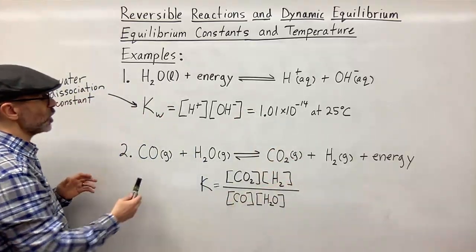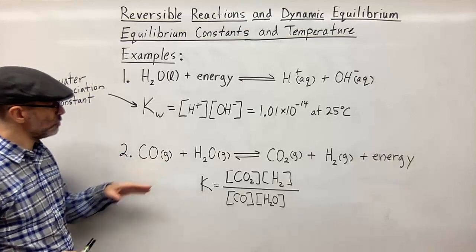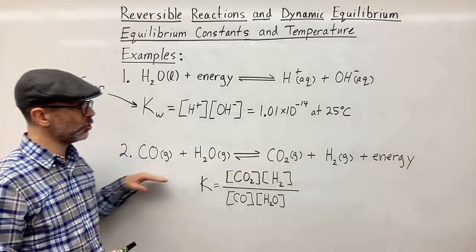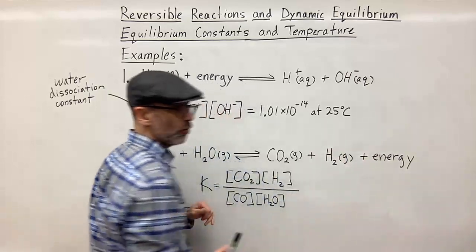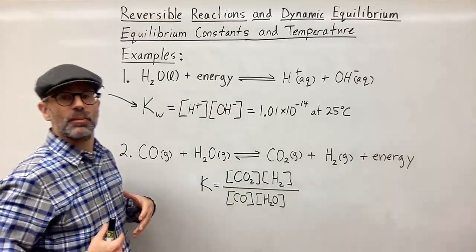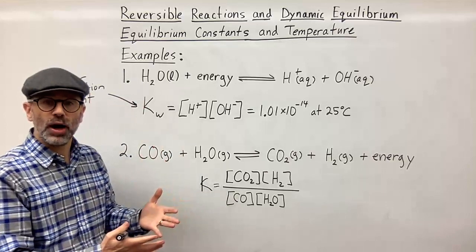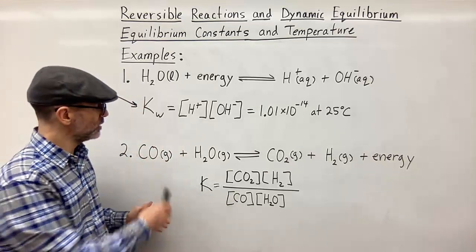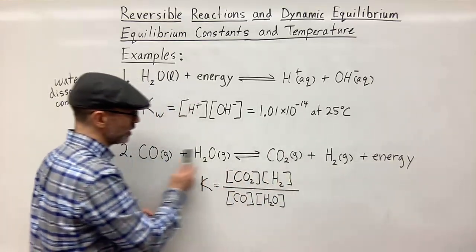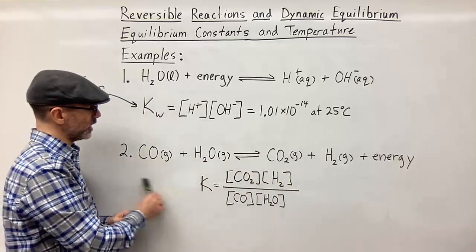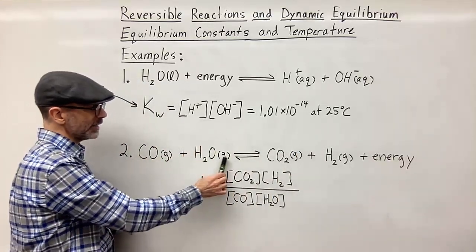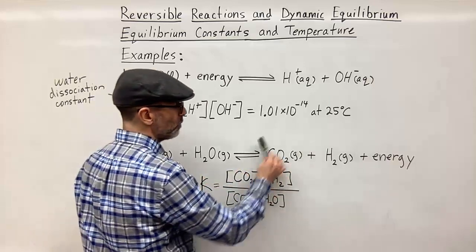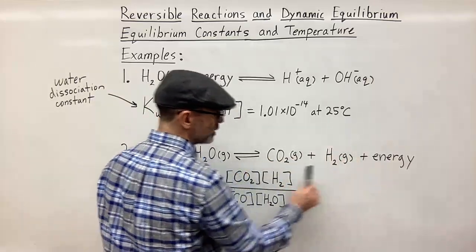Okay. So example number 2, here we have a typical reaction that you might use to form hydrogen gas. If you're in the industry and you want to produce hydrogen gas, this might be a reaction that you would do. Take carbon monoxide, react it with water vapor in the gaseous form, and form carbon dioxide and hydrogen gas.